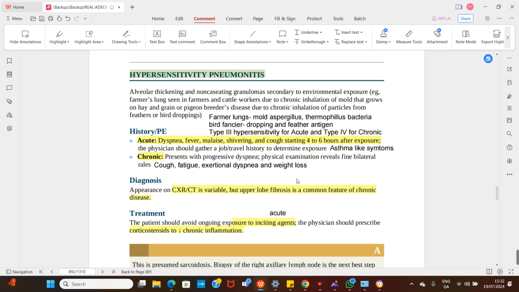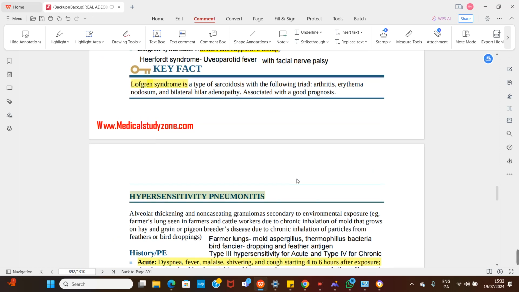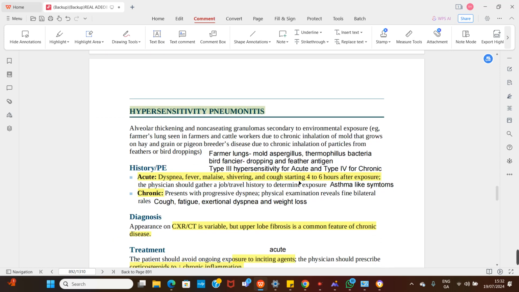So, moving on to hypersensitivity pneumonitis. This is also a cause of interstitial lung disease. And here, what you just need to remember is that you get the history that the person is working on a farm, or is the daughter or son of a farmer, or where they keep animals, maybe birds or cattle, and they get exposed to organisms like the mold from the grass that the cattle eat. That contains Aspergillus or some thermophilic bacteria.